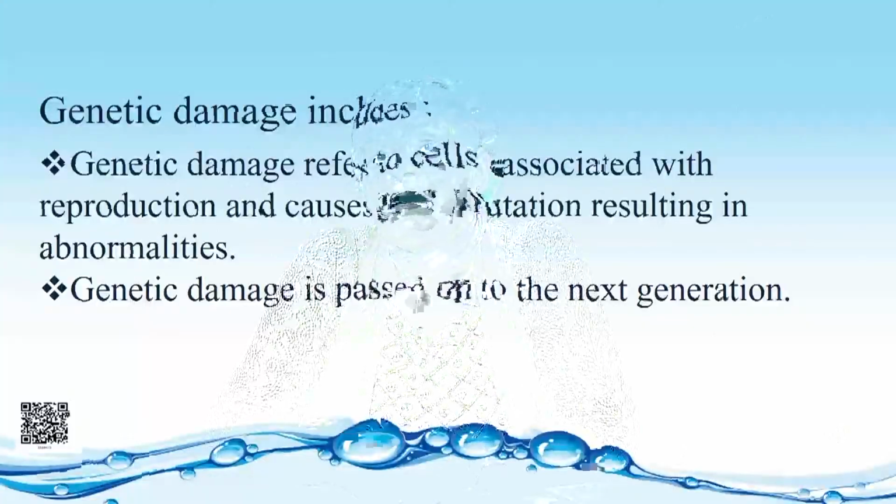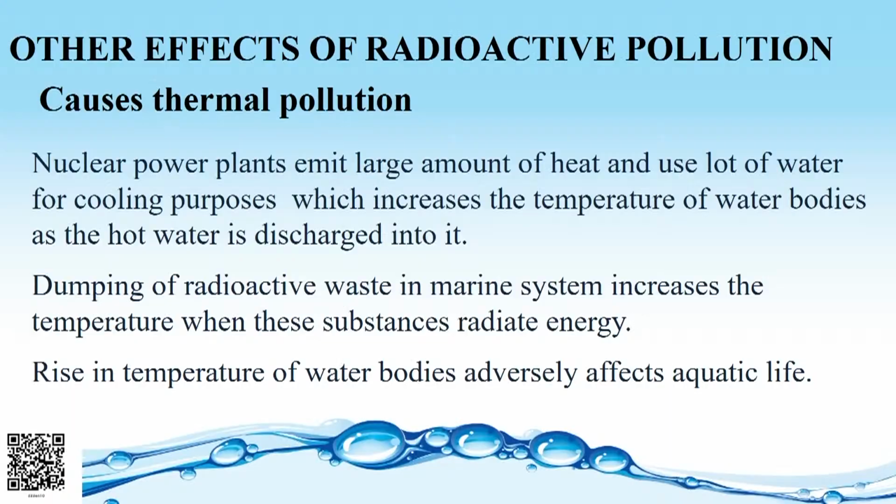Severe loss of white blood cells can also occur. Genetic damage refers to damage to cells associated with reproduction. Some other effects of radioactive pollution are thermal effects, causing a rise in temperature when these substances radiate energy. A rise in temperature of a water body adversely affects aquatic life.